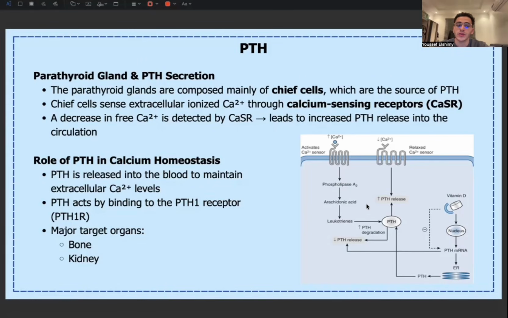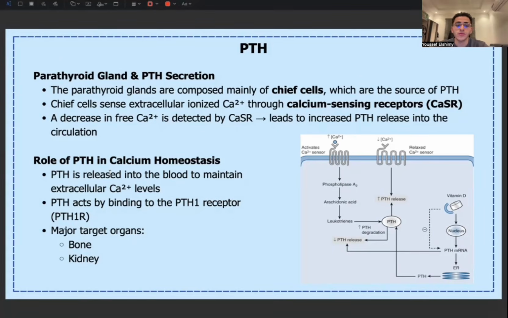And we mentioned that the chief cells are responsible for producing PTH. So whenever there is a lot of calcium, or sufficient calcium, there is no need to produce PTH. So PTH gets degraded. But the moment that calcium is not enough in the body, this would lead to a lot of reactions and the release of PTH. So if we have enough calcium, no PTH. Not enough calcium, there would be an increased PTH release.